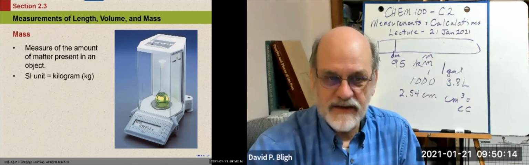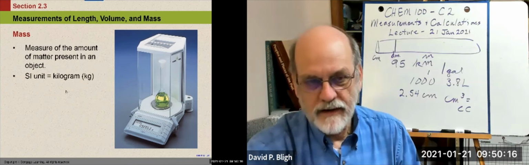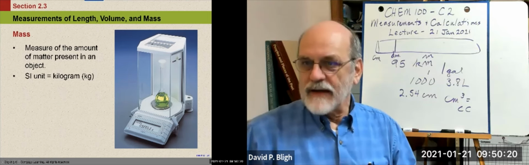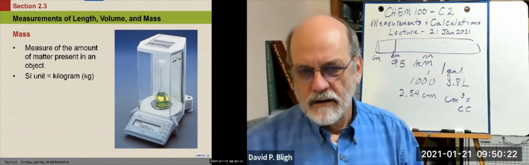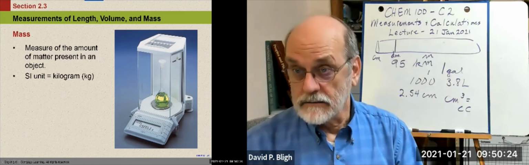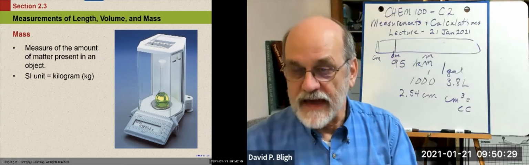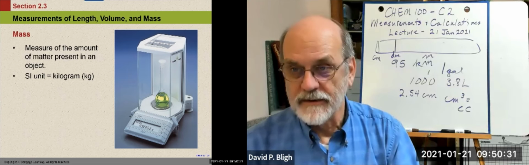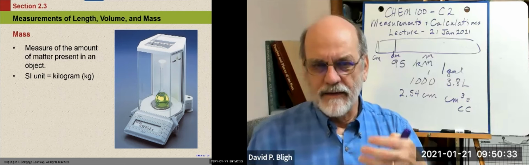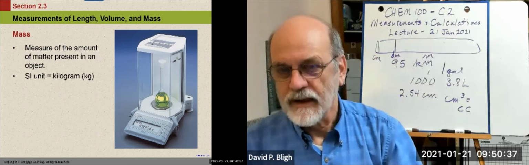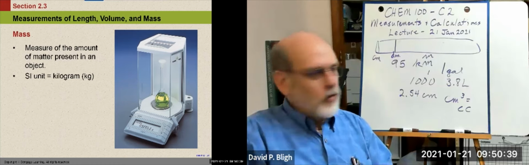So measuring mass is how much of it do you have? The fundamental unit is the kilogram. Now that begs the question, that has a prefix in it, right? Kilo means 1,000. So the SI unit is 1,000 grams. So that says to me that the gram came first. Well, here's the story.